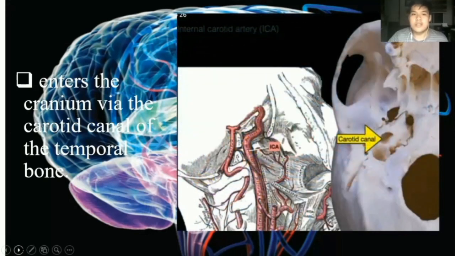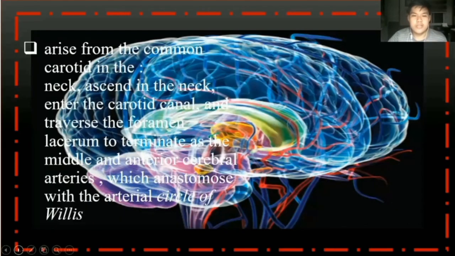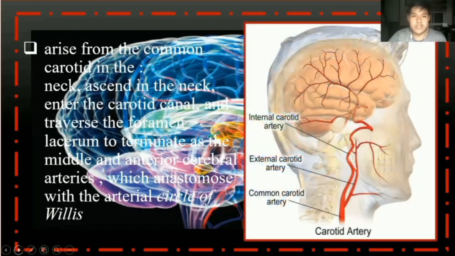So let's start with the internal carotid artery. This internal carotid artery enters the cranium via this carotid canal. So here is where it starts. It will arise now here in the neck from the common carotid artery, wherein it ascends in the neck and enters the carotid canal, traverses the foramen lacerum and terminates as the middle and anterior cerebral arteries, which anastomose with the arterial circle of Willis.